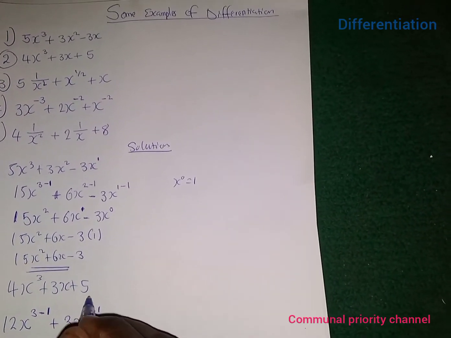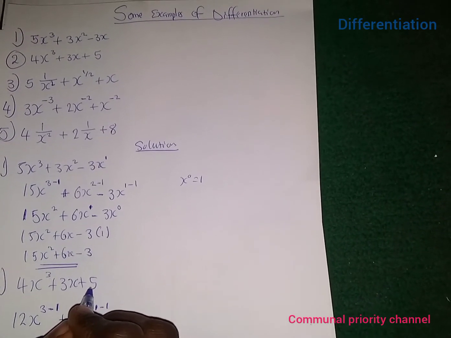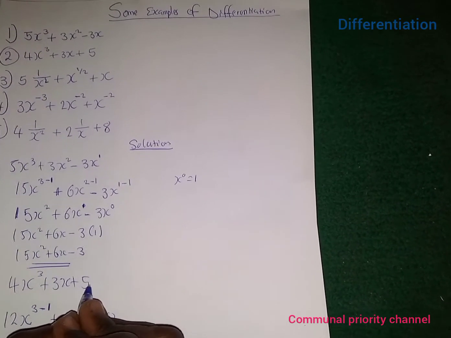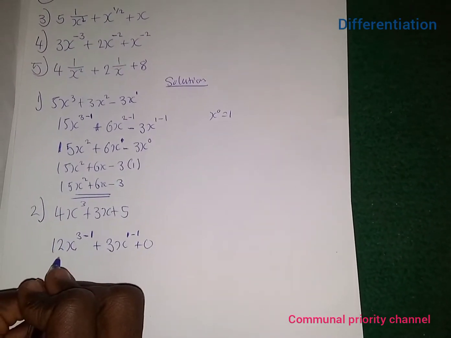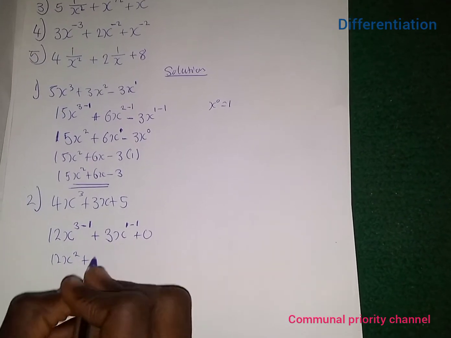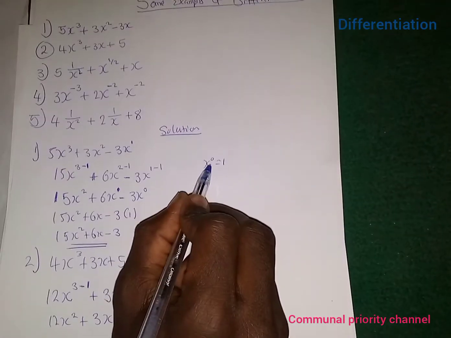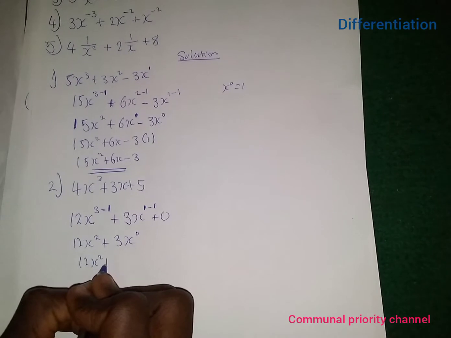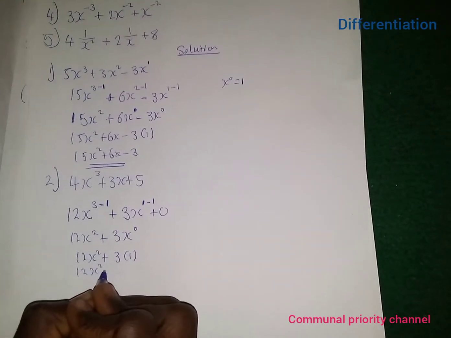Then the next is 5. And we say differentiation of a constant value is always 0, since we are differentiating with respect to x. Therefore, this is equal to 0. Our 5 has no x attached to it. So now our 12x to the power of 3 minus 1 is 2, plus 3x to the power of 1 minus 1 is 0. As we said, x to the power of 0 is always 1. Therefore, this will be 12x squared plus 3 multiplied by 1, which is equal to 12x squared plus 3 as our final answer.